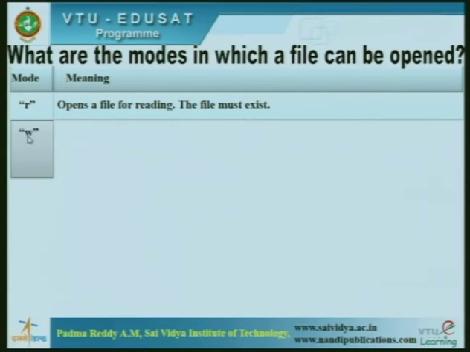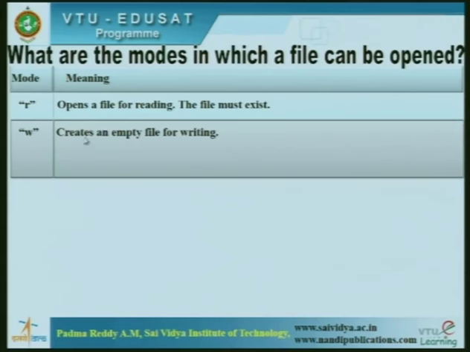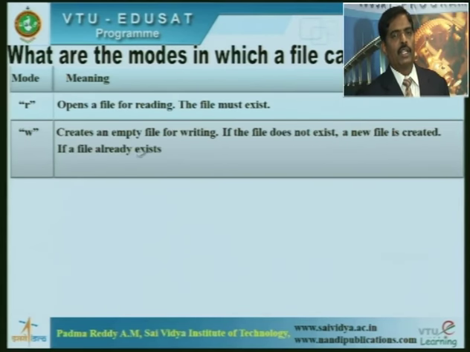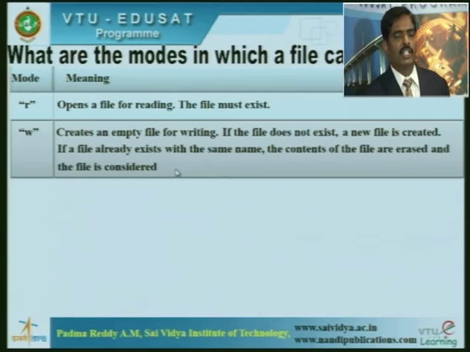And then if you write w, it means we are supposed to create a file. So create an empty file for writing. If the file does not exist, a new file will be created. If a file already exists with the same name, the contents of the file are erased and the file is considered to be a new empty file. If a file is already existing and you open it in write mode, then the contents of the file are deleted and it is considered a new empty file.